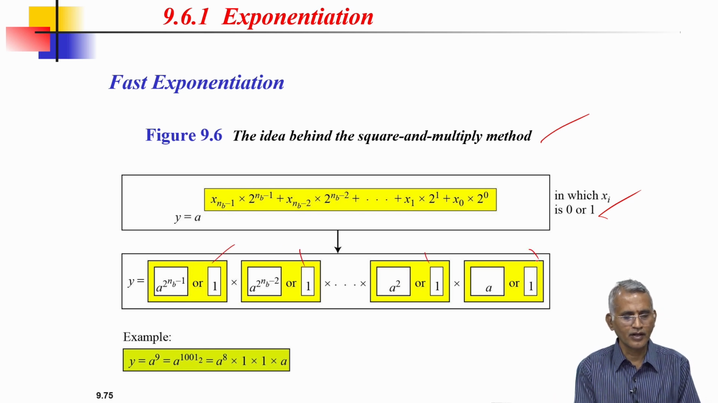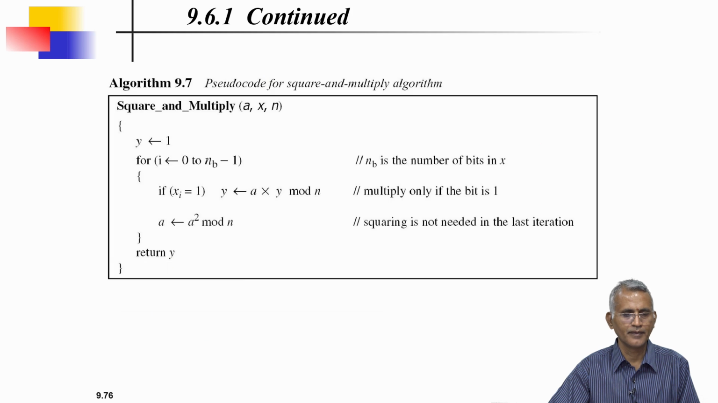For example, take a power 9. So, a power 9 can be written with bits 1001, which is what we have written above. So, it becomes a power 8 into 1 into 1 into a. This way we can express the corresponding bit base to the value of a power 9.